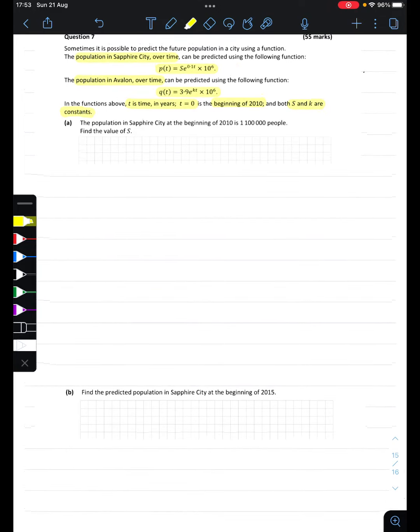Okay, so on to part A. The population in Sapphire City at the beginning of 2010. So this means that t equals 0. And the population at this time is 1,100,000 people. Find the value of s.